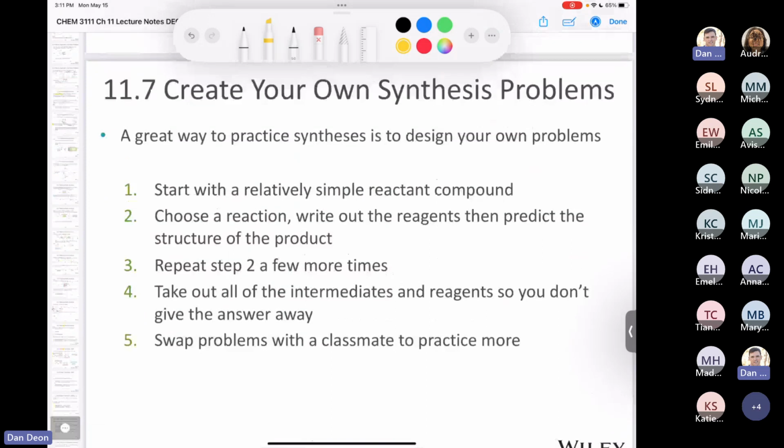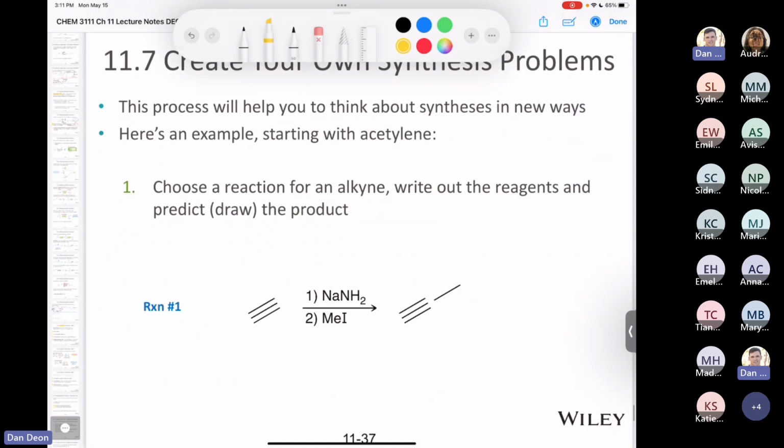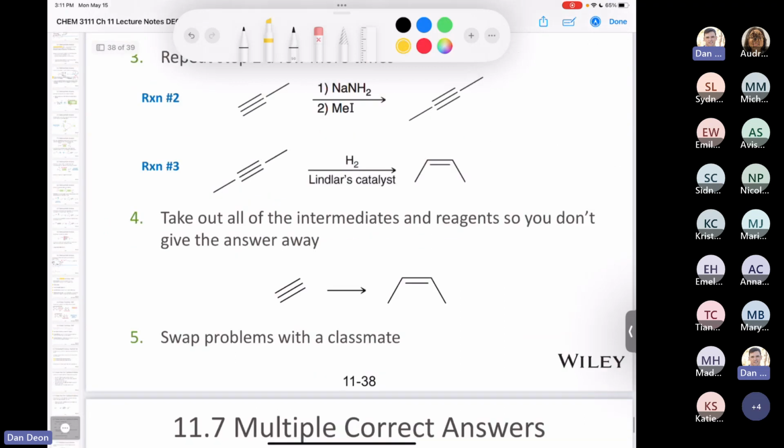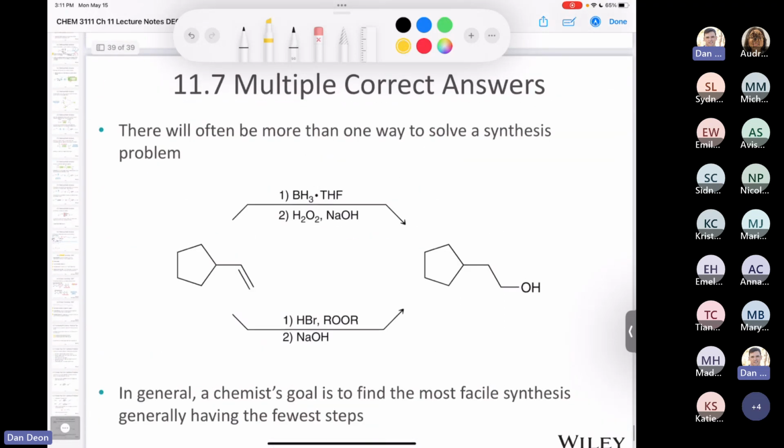I would say it's a very small percentage of my students that do this, but you can do it if you want to try. You can start with something simple and then just keep doing reaction after reaction to it. And then you basically take away all the reagents and you could ask a classmate to do that. I don't force my students to do that in any way, shape, or form, but it's something that you might want to try if you feel led to do so. So that covers all of chapter 11.